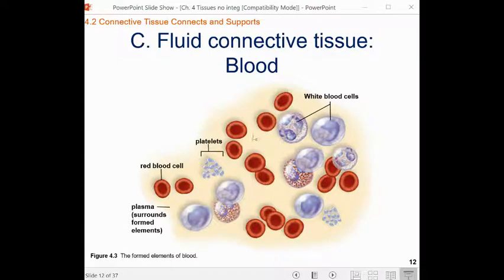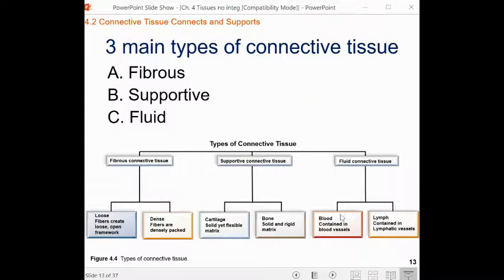Here you can see that those cells are completely separated from each other. This is the bloodstream. You can see those little formed elements of platelets, red blood cells, and white blood cells, all separated by this fluid matrix here. So remember, we have 3 different types of connective tissue: fibrous, supportive, and fluid.